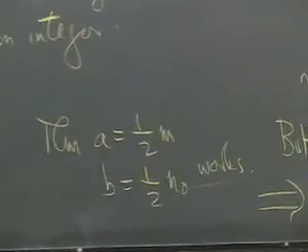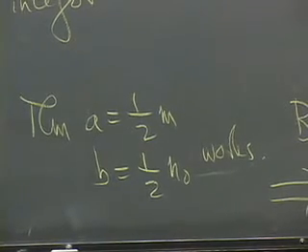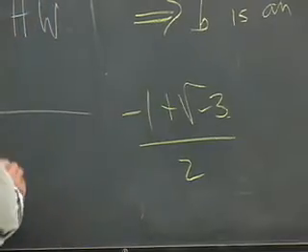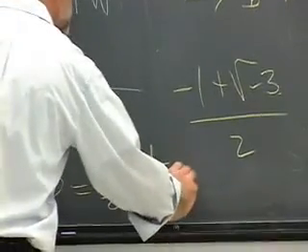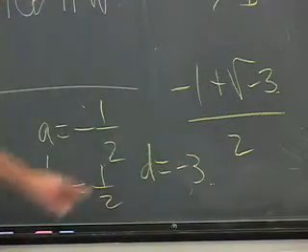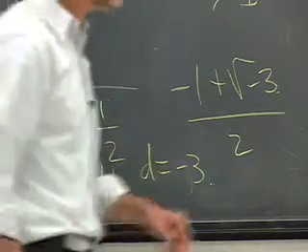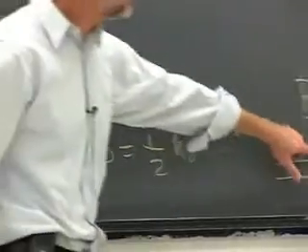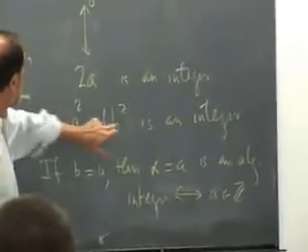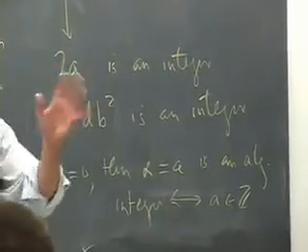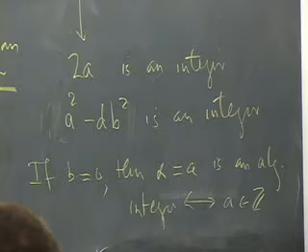It works. And that's what happened in the case that we looked at, this number minus 1 plus the square root of minus 3 over 2. This is the case where a was minus a half, and b was a half, and d was minus 3. And minus 3 is congruent to 1 mod 4. So if you have all these conditions, and d is 1 mod 4, then you can arrange this to be an integer and this to be an integer without both a and b being integers. So you get extra algebraic integers. All right?